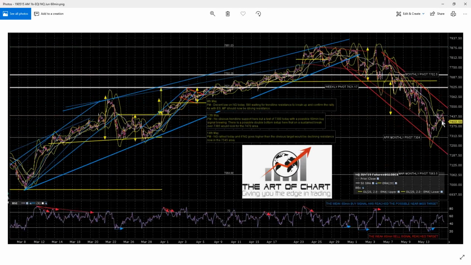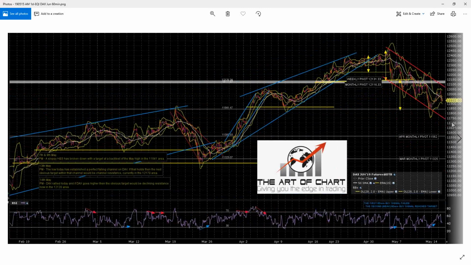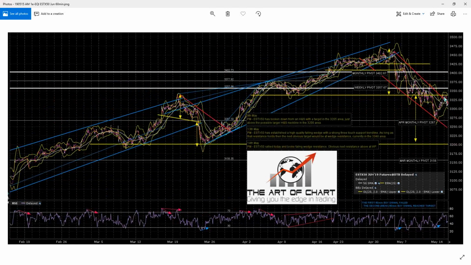We've got obvious targets above on NQ as well. Got this trendline resistance in about the 7500 area. On RTY, I've got this trendline resistance in about the 1566 area. And DAX, I've got trendline resistance up in about the 12070 area. ESTX alone has broken trendline resistance. And if we go higher, I'm looking for resistance at the weekly pivot. Obviously, we need to hold support this morning, or we could go directly down. So we shall see.